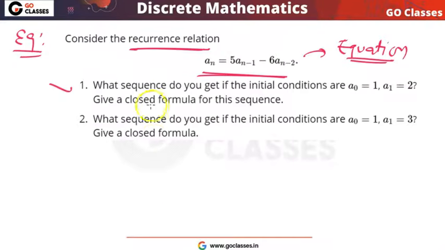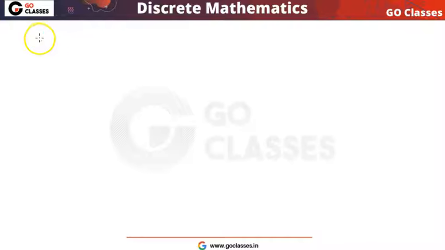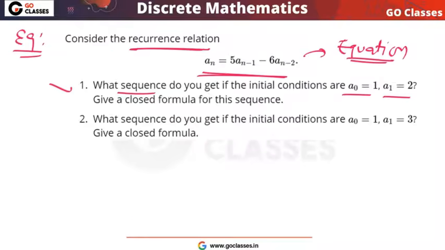So what sequence do we get if the initial conditions are a0 equal to 1 and a1 equal to 2? These are the initial conditions given to us, and the equation is also given. So this is the equation and these are the initial conditions. Two things we need.